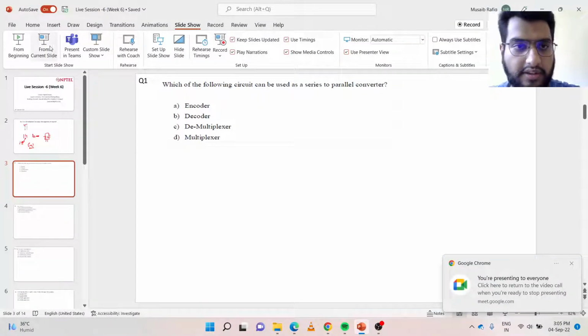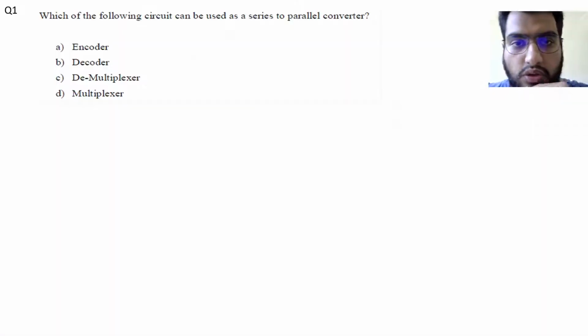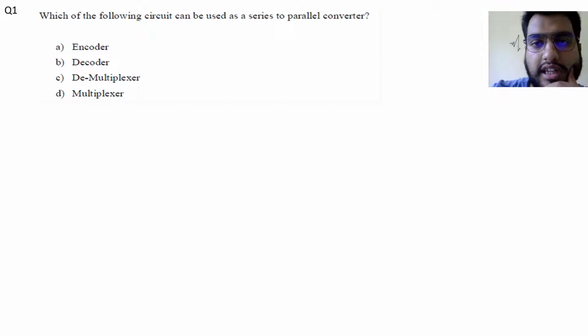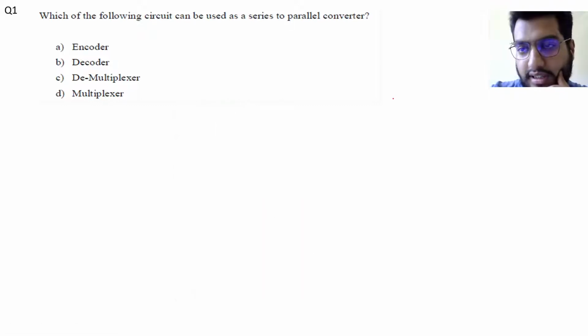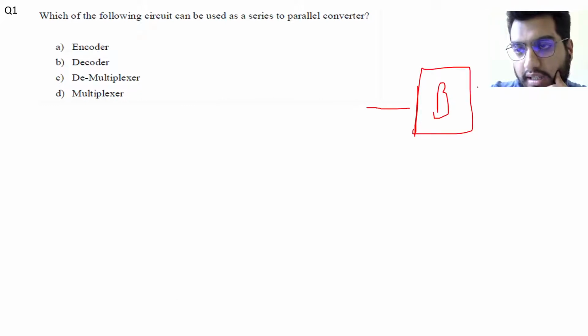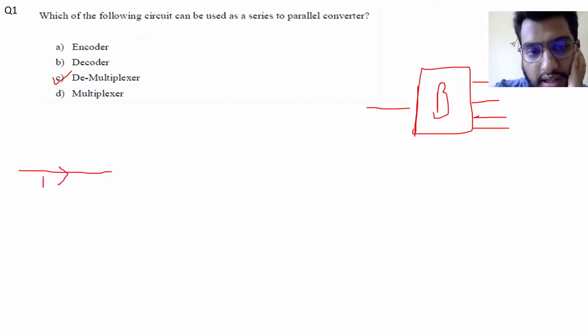So starting with the question, actually it was second, but I marked it as first. So consider it as Q1. The question says which of the following circuits can be used as a serial to parallel converter. So we have a serial input, and then we have some kind of a black box, and it gives us a parallel output. Among the following options, the one circuit which can be used as a serial to parallel converter is a demultiplexer. So how? We have an input function, input as f.